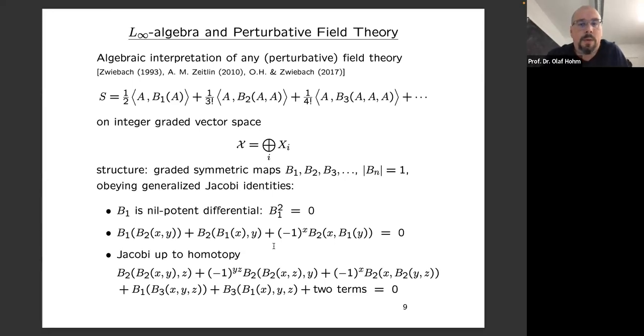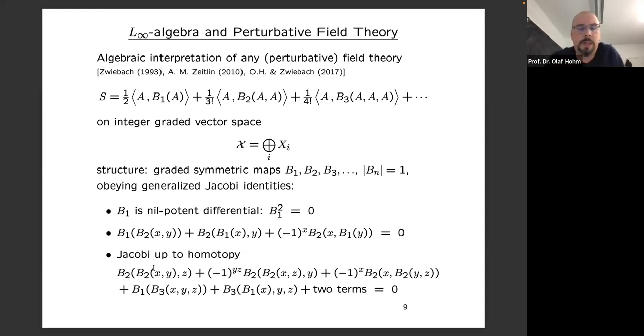Okay, and now I have relations between them, which are the generalized Jacobi identities. So B1 is still a differential that squares to 0. B1 squared is 0. B1 is still a differential that acts via the Leibniz rule on B2. So the B2 is the kind of generalized version of a Lie bracket, and you have this relation here. And then the real change, the first change happened here, if you look at the Jacobi identity.